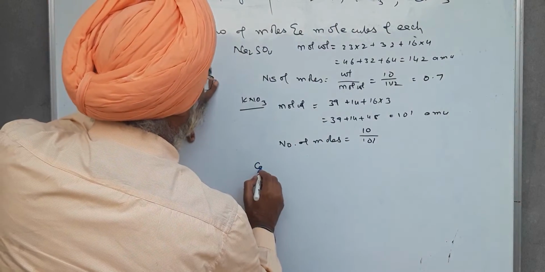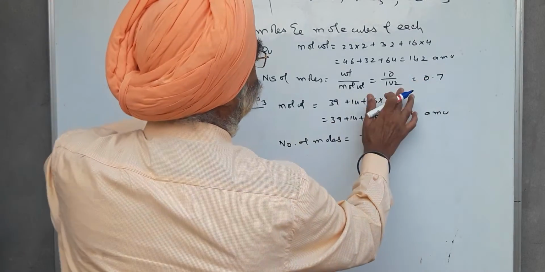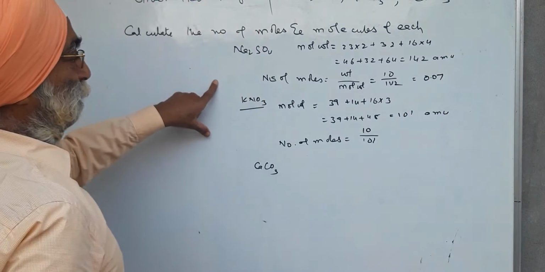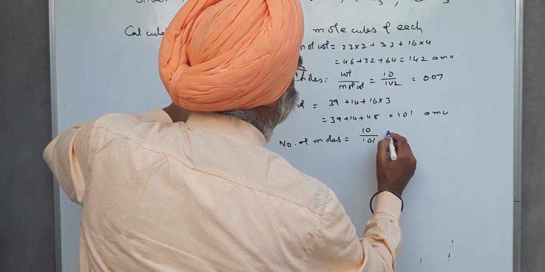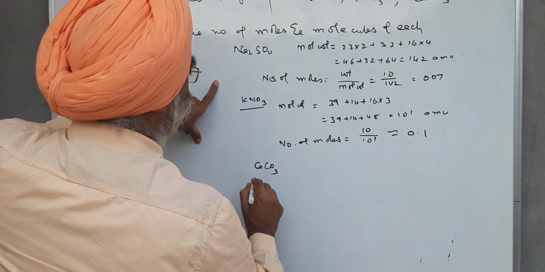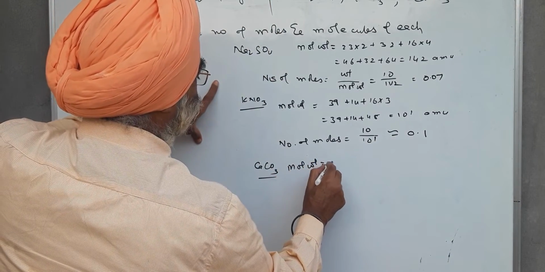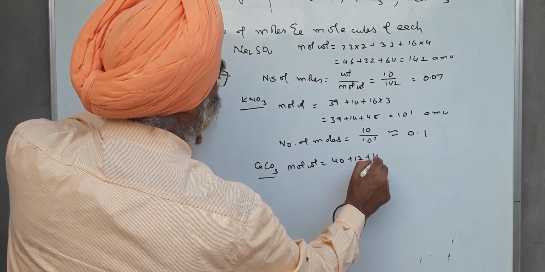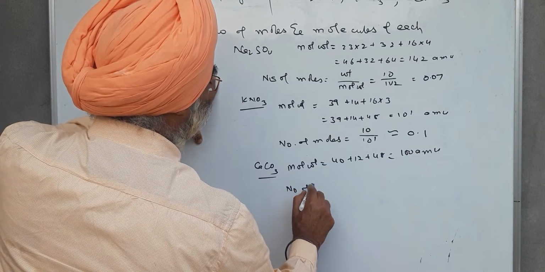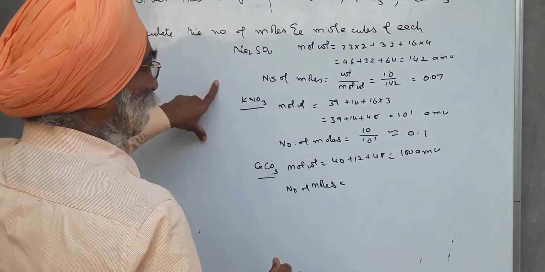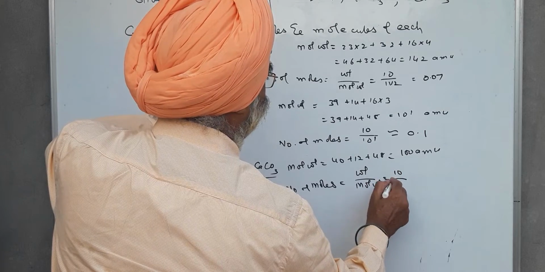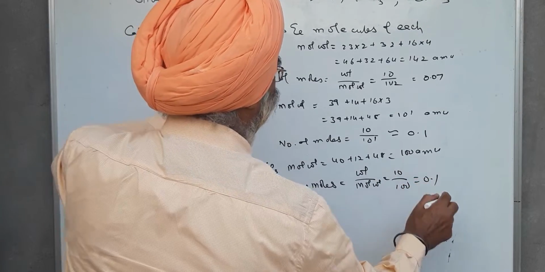Similarly we have calcium carbonate. Let us find its molecular weight. Calcium 40, carbon 12 and oxygen 48, that is 100 AMU. Its number of moles is weight over molecular weight, 10 over 100, it is exactly 0.1.